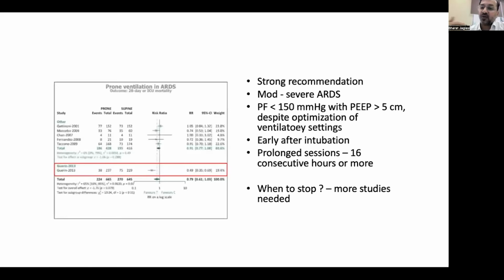And the same is also true for the COVID patients. So it is a strong recommendation when the PF ratio is less than 150, it was in favor in the test group, and it should be done early after intubation. Early is the moment you intubate the patient, you apply the low tidal volume strategy, you set the PEEP, and the patient is hemodynamically stable or has been made stable on vasopressors or inotropes, and still the PF ratio is less than 150, straight away go for the prone ventilation and a prolonged session, that is 16 hours or more. When to stop, we need more studies to study about it.